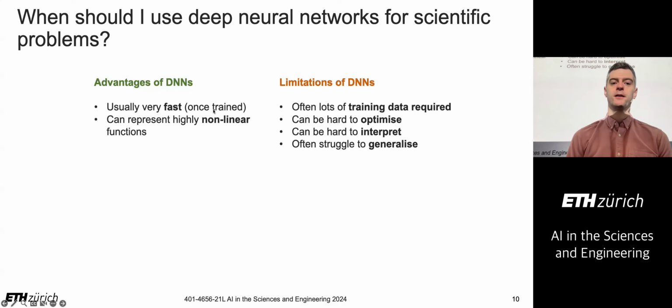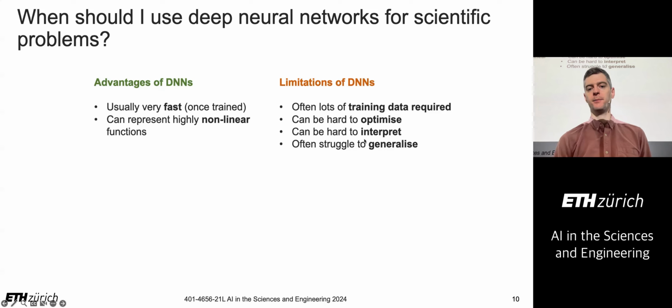So we know that, when we train a neural network, it can be really fast, and that can be very beneficial. And neural networks have this amazing property of being able to learn highly nonlinear functions, which again is extremely useful. But we know these limitations by now, and they take a lot of training data. They can be really challenging to optimize. We don't really understand how they process the inputs to their outputs. They can be hard to interpret, and they struggle to generalize.